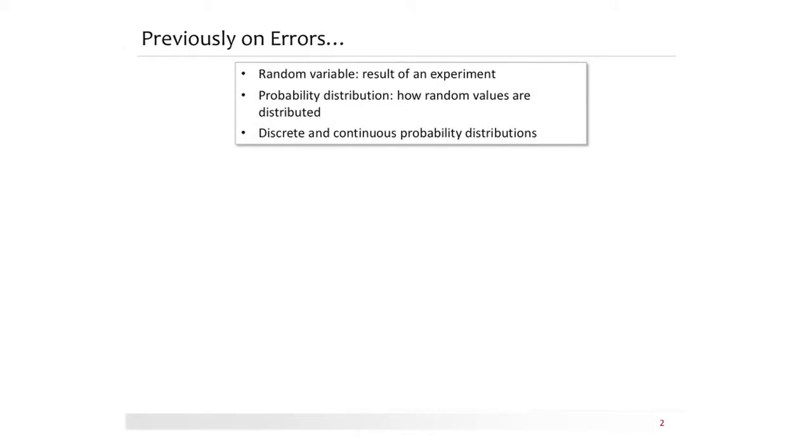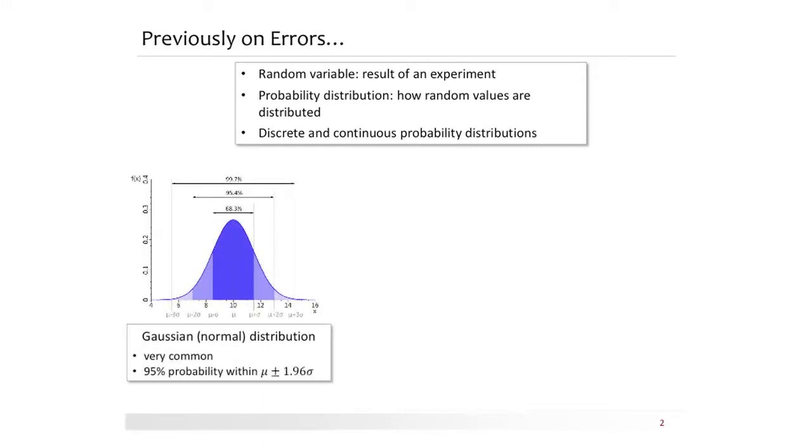I discussed random variables, and from your point of view, a random variable is a result of an experiment. If you repeat the experiment again, you will get a slightly different value. So it's random to some extent. And random variables are linked to probability distributions, which basically tell you how random variables are distributed. And there are two types, discrete and continuous probability distributions.